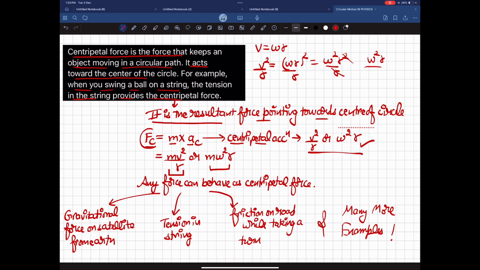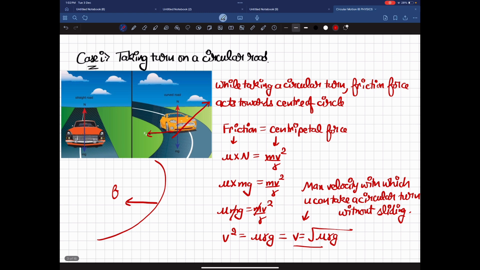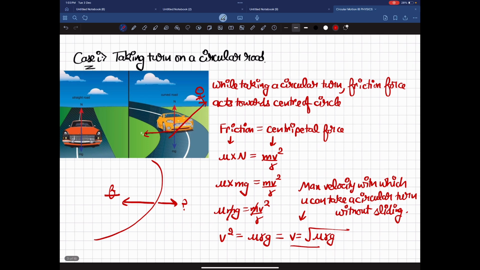Alright, now let's start with the first case. You're taking a turn on a circular road, we know that friction is acting towards the center of the circle. Is there any force acting outwards? I don't think so. If you observe the car standing from outside, you're not in the car, you will not feel any force outwards. You will just think that there is a centripetal force, which is friction. So we can say friction is acting as the centripetal force.